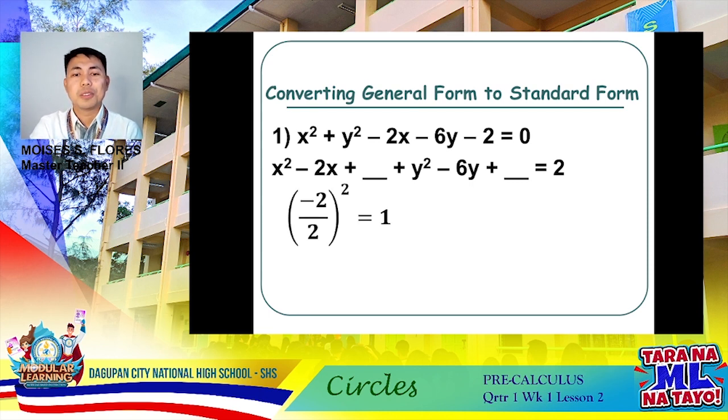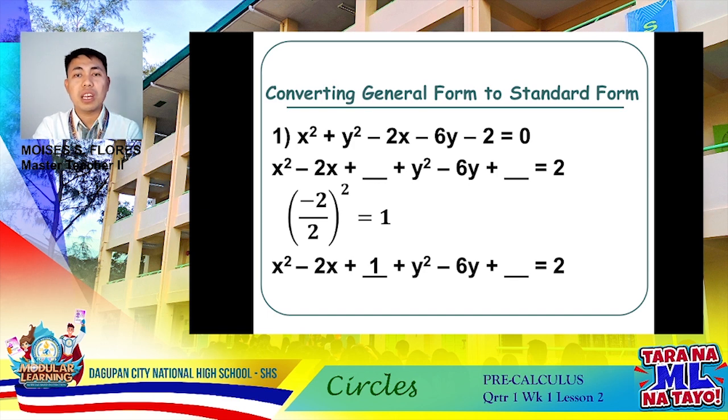In our middle term, negative 2, divided by 2, then square it, it's 1. So that value should be written on your first blank. Always remember that once you write 1 there, to be balanced, write also plus 1 on the other side.